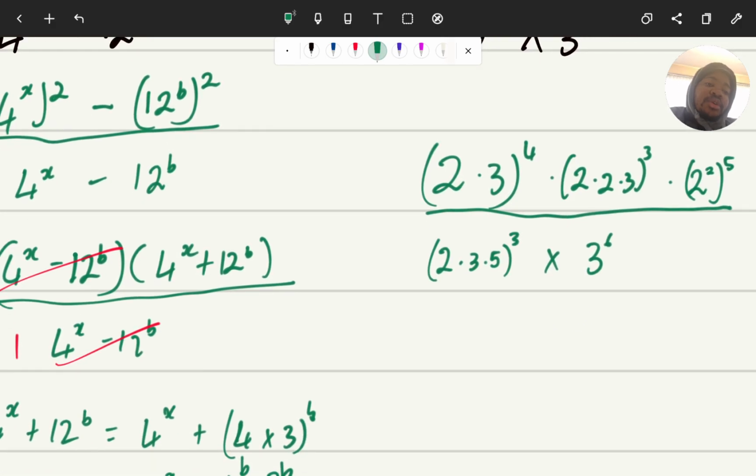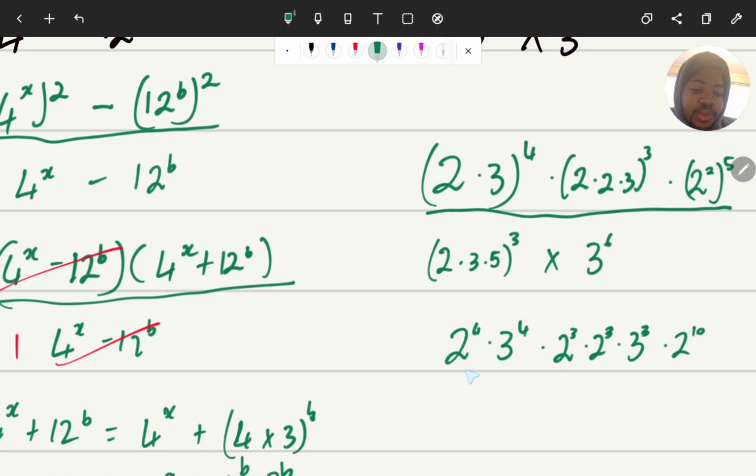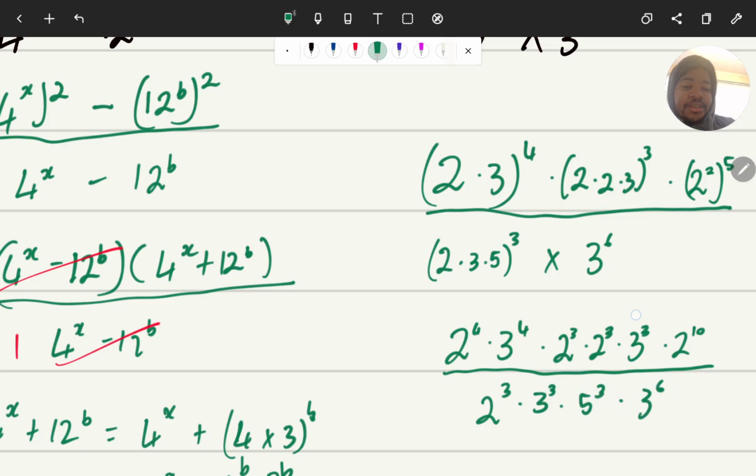Okay, cool. Now we're gonna raise power to power. We're gonna multiply the exponents basically. So we have 2 to the power of 4, 3 to the power of 4, then 2 to the power of 3 times 2 to the power of 3 times 3 to the power of 3 times 2 to the power of 10. Then 2 to the power of 3 times 3 to the power of 3 times 5 to the power of 3 times 3 to the power of 6.